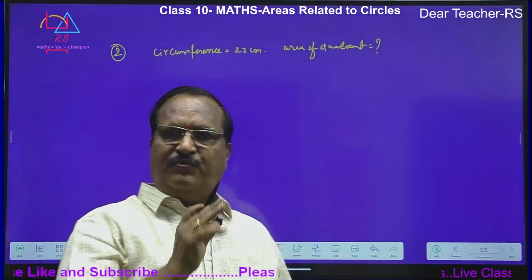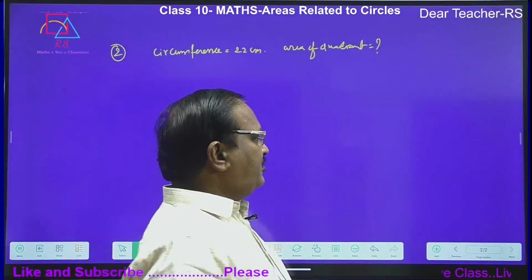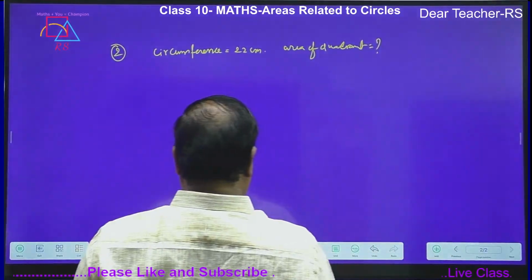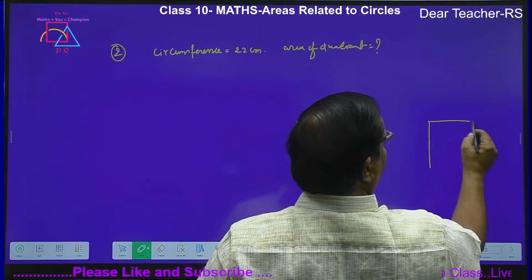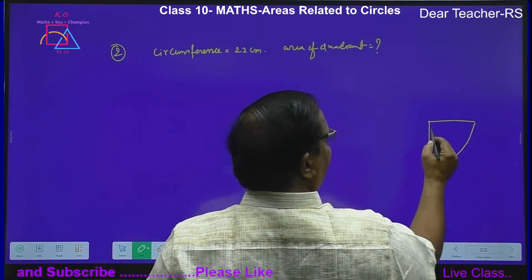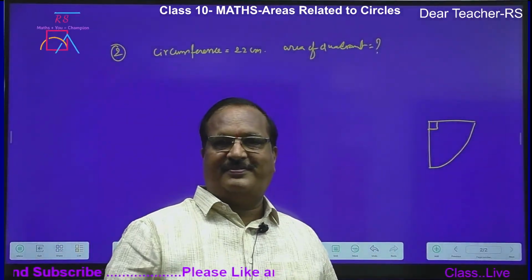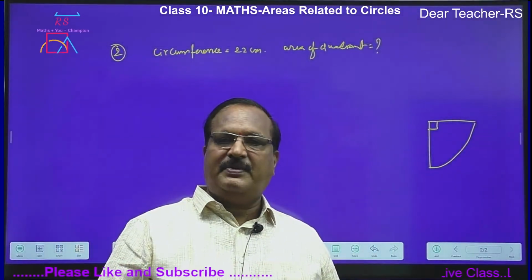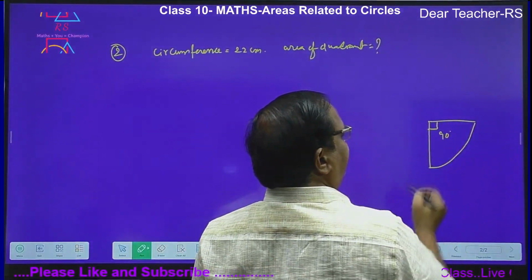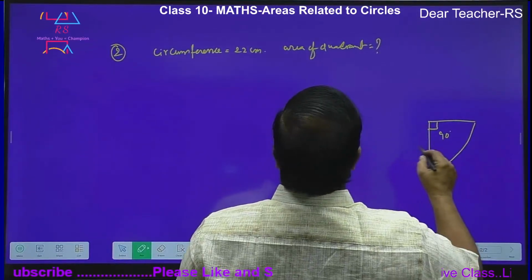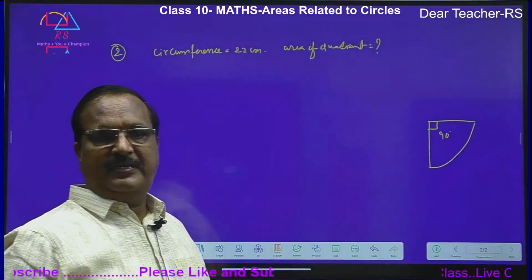Quadrant means 1/4 part of the circle. If there is a circle, this is 1/4 part of the circle. That is nothing but a sector. Quadrant is nothing but a sector with angle 90 degrees. This is the quadrant, and the circumference, this length of arc, is given as 22 centimeters.